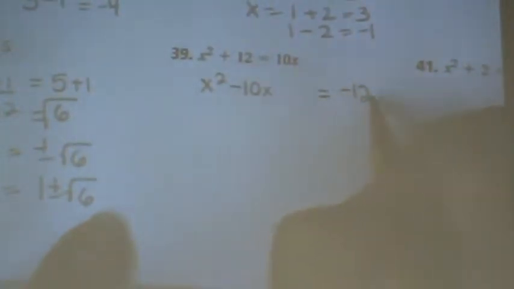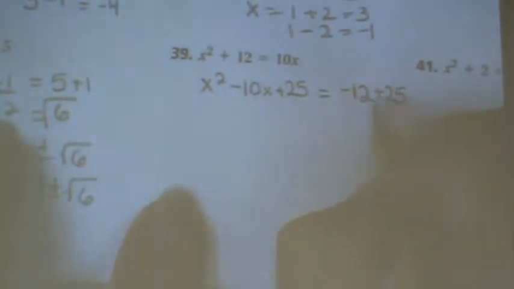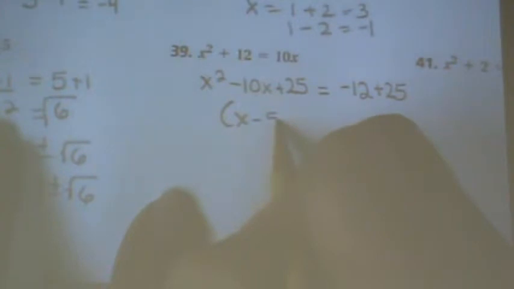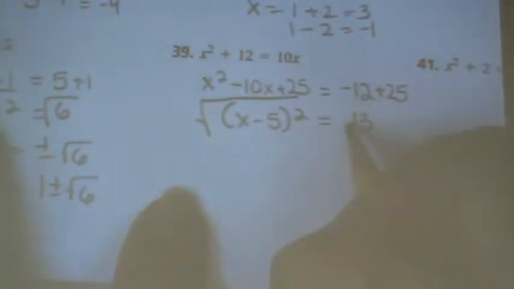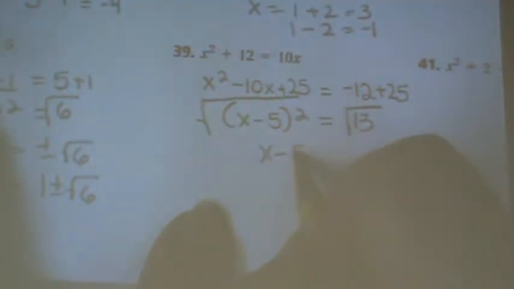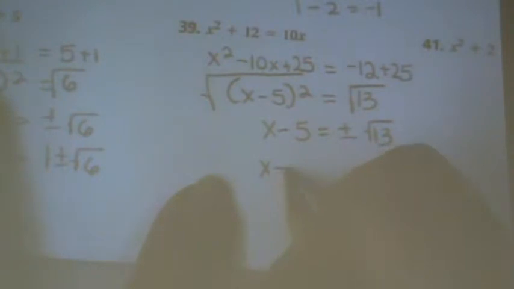Number 39, these two are on the wrong side, so you're going to subtract 10x, and you're going to subtract 12. Now to complete the square, you take half of negative 10, which is negative 5, and square it. Factor. Square root. X minus 5 equals plus or minus root 13, and add 5.